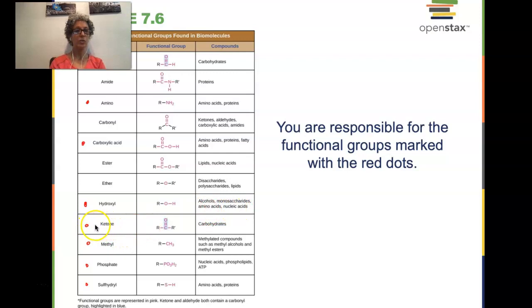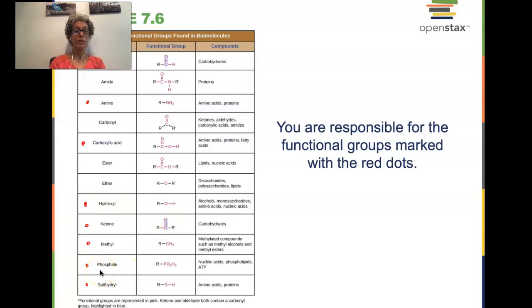Here's that ketone that we saw with the fructose, because the carbon double bound to the oxygen is that keyhole somewhere in the middle. We have R groups on either side. Carbohydrates. The methyl group is a carbon with 3 hydrogens attached. So methylated compounds. They'll be in alcohols and other organic molecules. We will also see methyl groups when we look at genetics and the control of how DNA gets expressed.